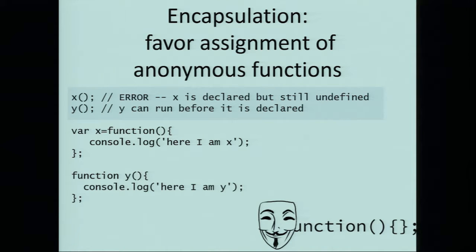Here's another point which pertains to variable hoisting. Here I have two different definitions of a function. One is a function declaration, and one is an anonymous function that's assigned to a variable. And the difference between these is that with x, if you call x before declaring it, that's an error. And if you call y, then you can run it even before it's declared. So to my mind, that means this is generally favored, because this gives you more control over where your declarations are made and where they're not supposed to be defined.